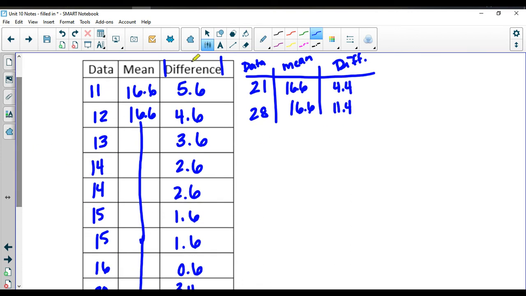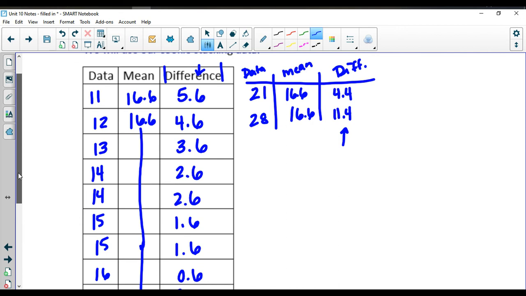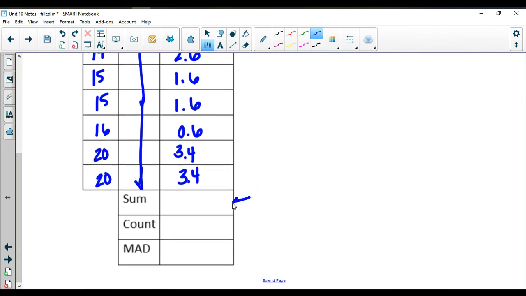So our next step is to take all of these differences, in that extra column, and add them all together. So take a second, add together all of your differences, and then we're going to put that right here in the sum box. So the sum of your differences, I got 45.4. And then I count up how many pieces of data I had. So there were 12 pieces of data.